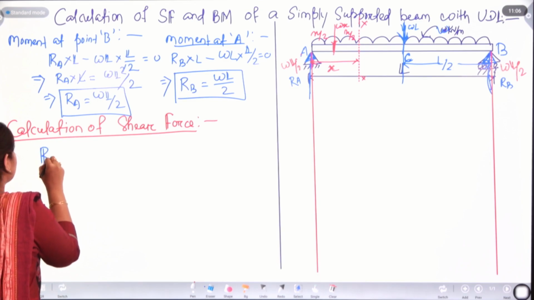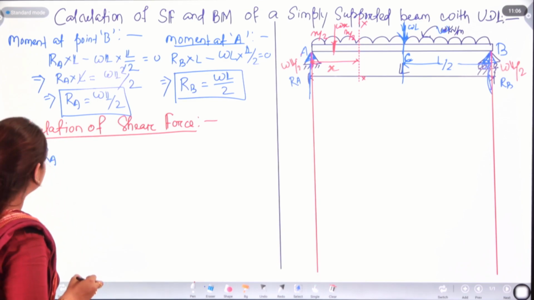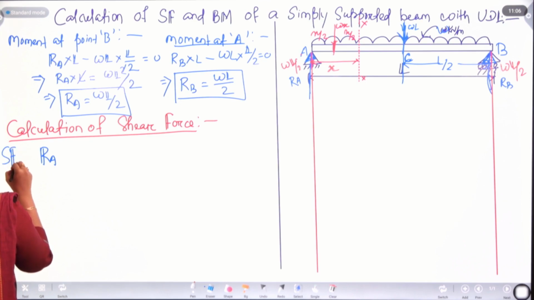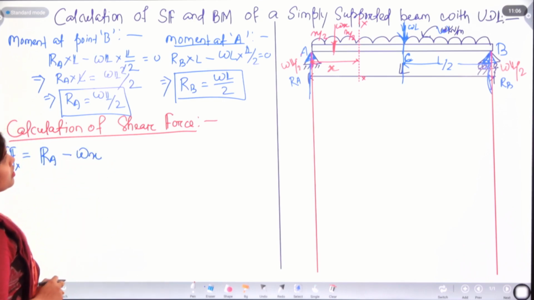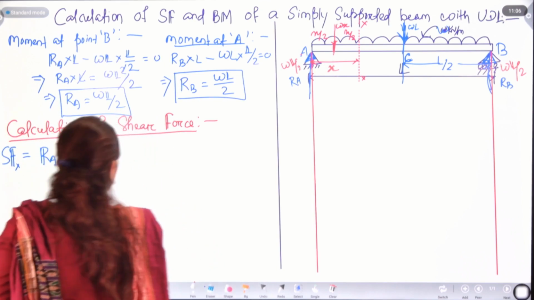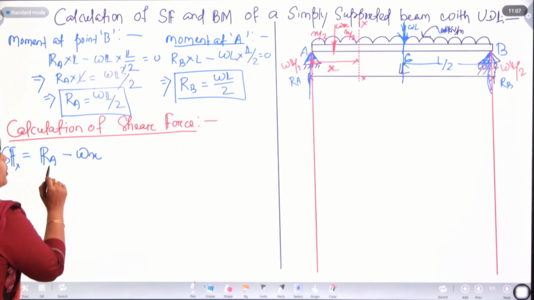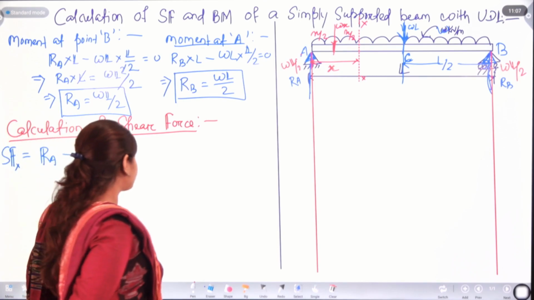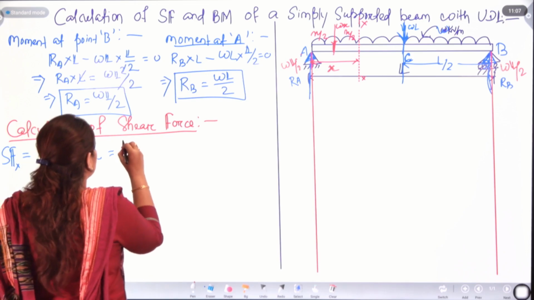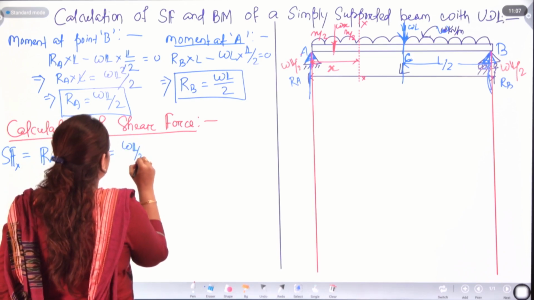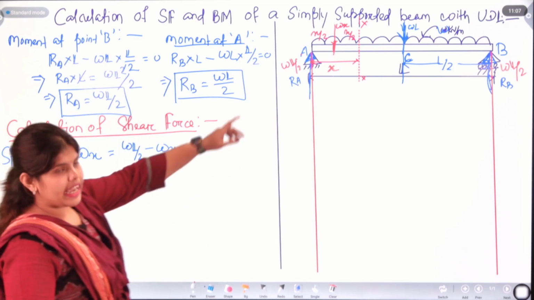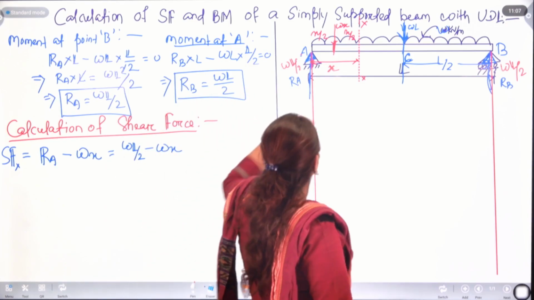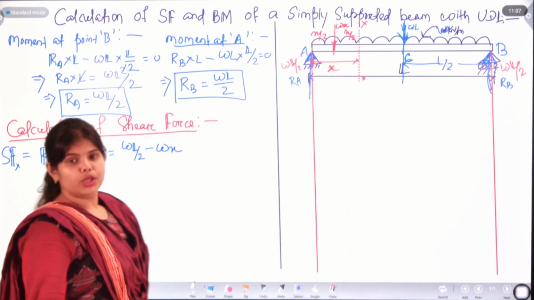We are having RA. Shear force at X will be RA minus WX at section XX. We know the value of RA, so let's put it. It will be WL by 2 minus WX. At section XX, the shear force is going to be WL by 2 minus WX.